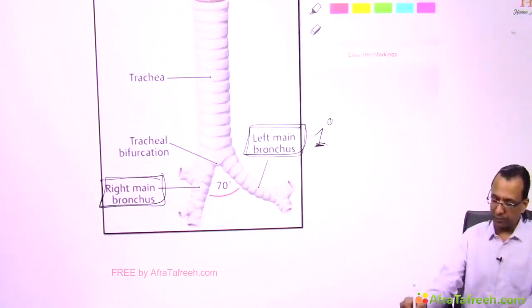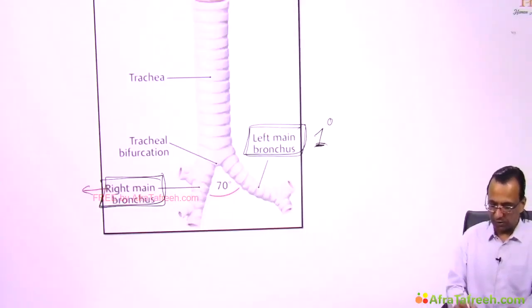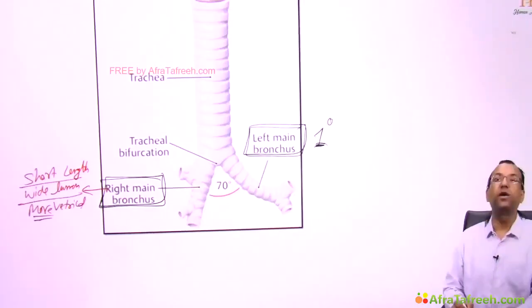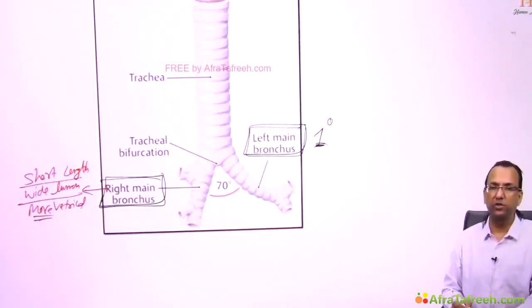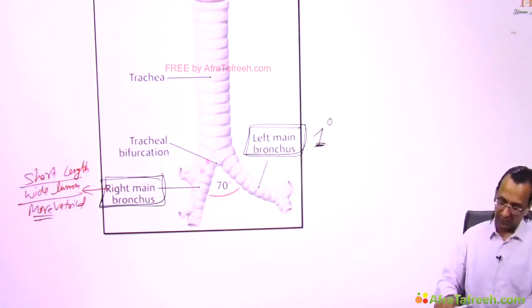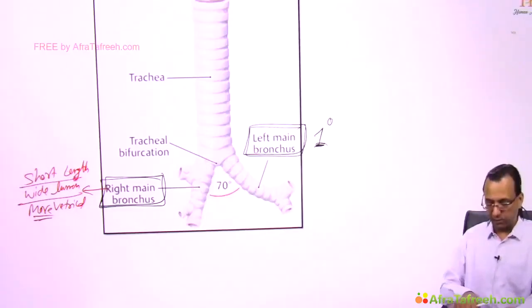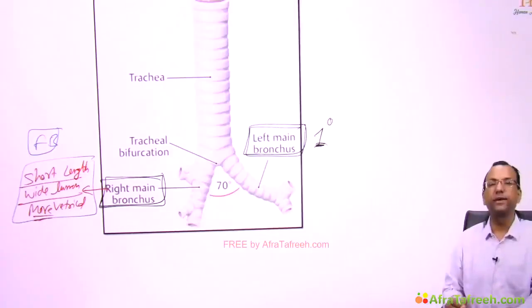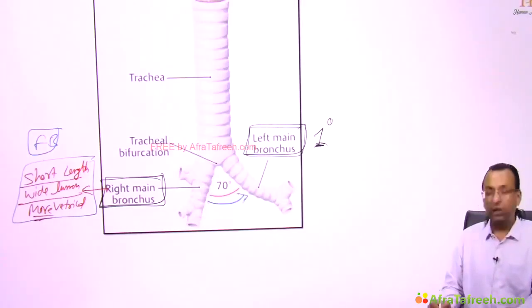You see, there is a difference between the two: the right principal bronchus is short in length, has a wide lumen, and is more vertical. So there is more chance of foreign bodies going to the right lung. That is to be understood. So you're telling that the right principal bronchus is short, wide and more vertical. Yes, that is why most foreign bodies prefer going to the right lung. Also see the angle between the two. The angle between the right and left principal bronchus is 70 degrees.